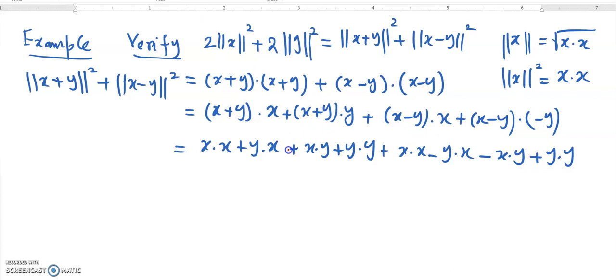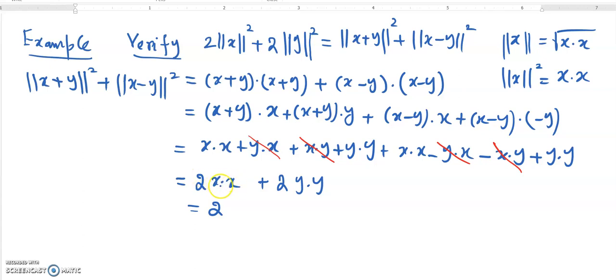So what is cancelled out? Y dot x minus y dot x, these two terms are cancelled. Is there any other term which is cancelling out? X dot y cancels with minus x dot y. Then we can collect the other terms. These 4 terms are left, so we collect them and get 2 x dot x plus 2 y dot y.